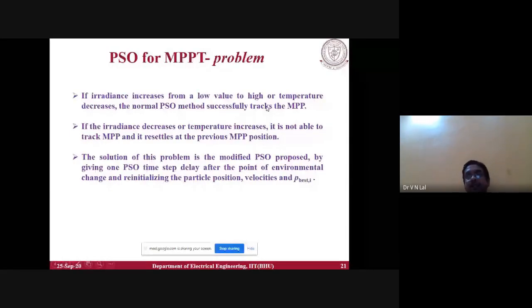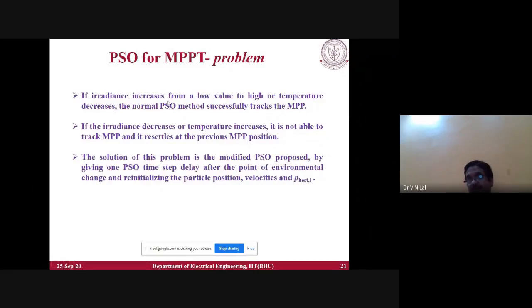Why? Because irradiance is increased, the new power is compared with the previous power. Objective function is power. New power is compared with the previous power. So the new power is more than the previous power. So obviously the position according to the new power will be the P best of the individual particle. So the previous characteristic is just removed, and the search will continue on the new characteristic.